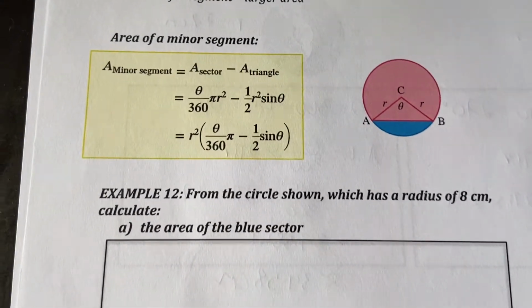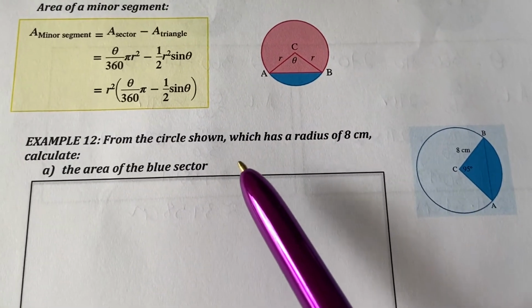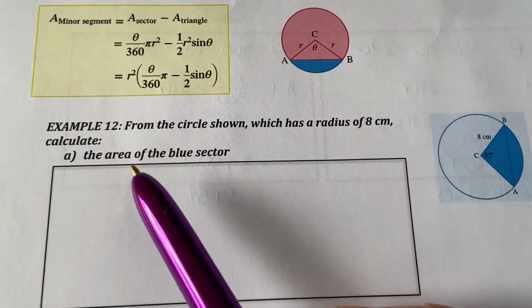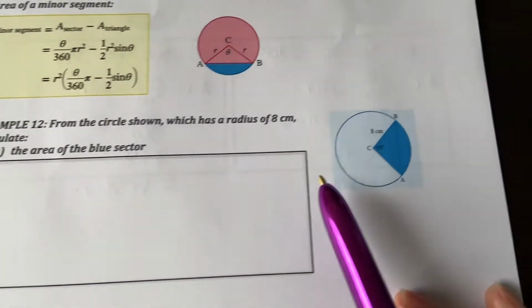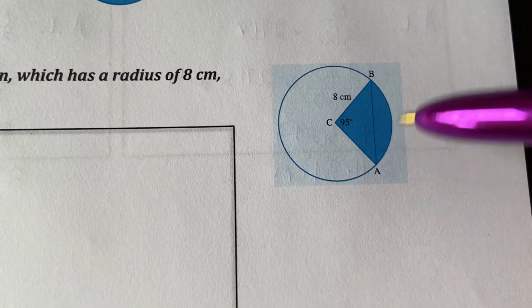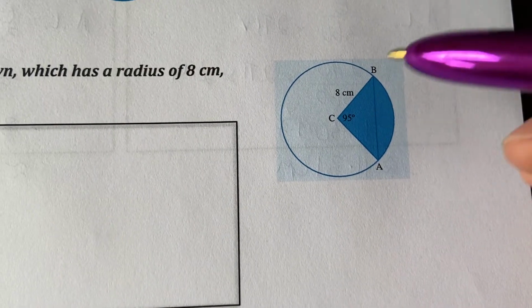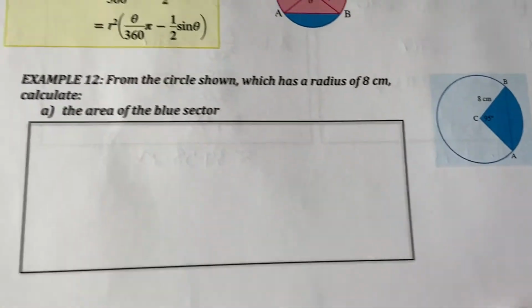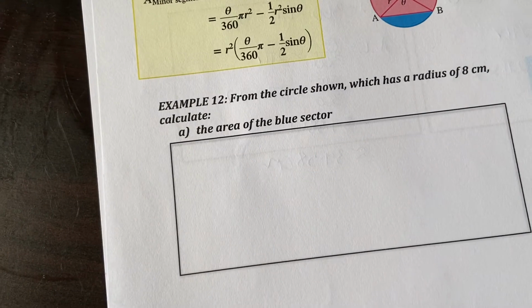All right, example 12. So from the circle shown, which has a radius of 8 centimeters, calculate the area of the blue sector. And then I think we're gonna do a segment after that. So let's do the sector, which is the whole blue slice, the slice of cake. Sectors are slices of cake.